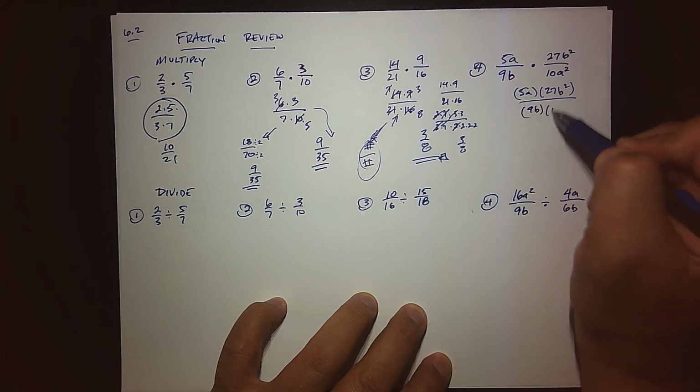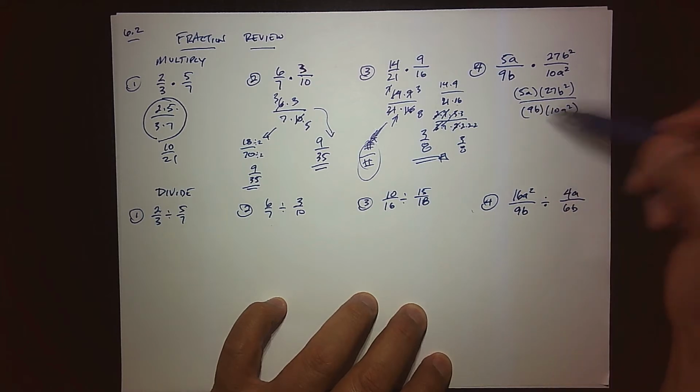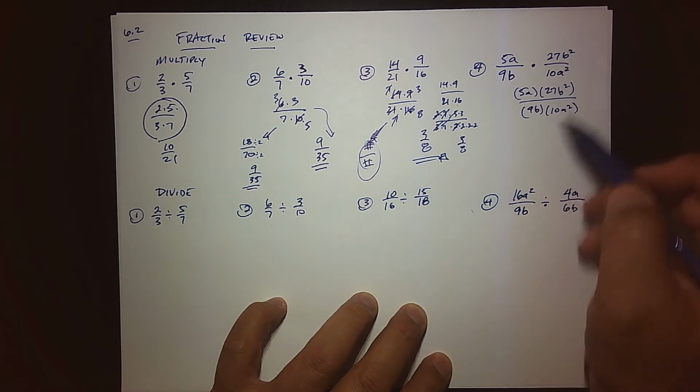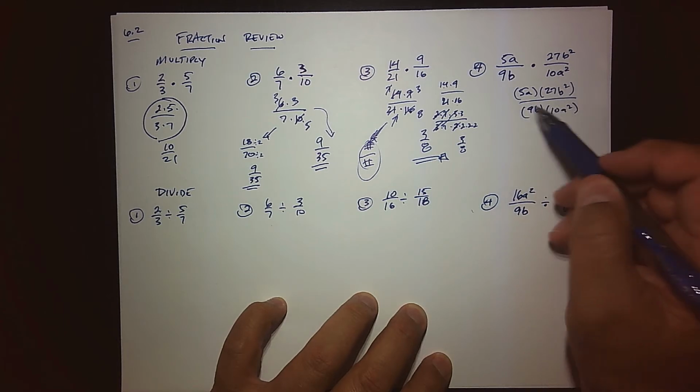And 9b and 10a squared, right? Top to top, bottom to bottom again. And then rather than literally multiplying everything and getting big old numbers, let's divide out as we go.